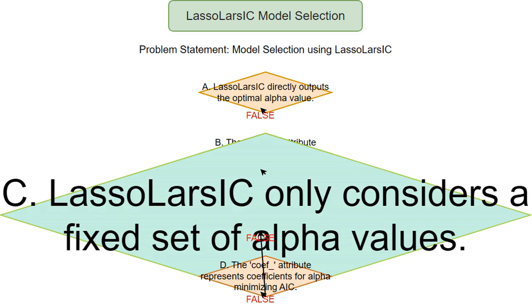Statement C claims LassoLarsIC only checks a specific list of alpha values. This is wrong. LassoLarsIC actually tries a range of alpha values. It explores many different options to find the most suitable one. It's more like a continuous search rather than a discrete list.